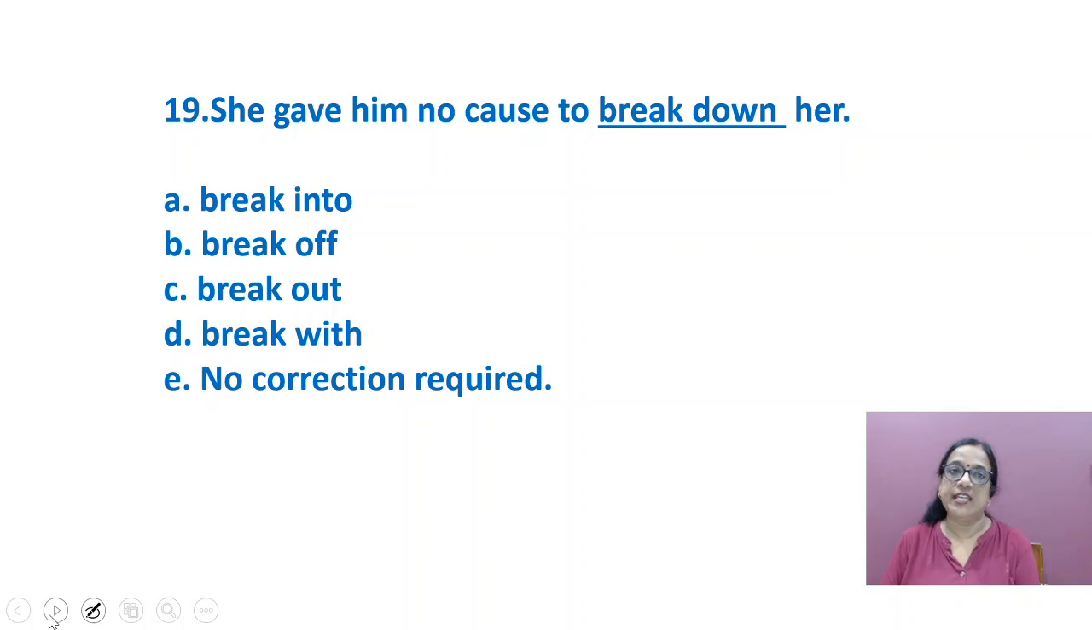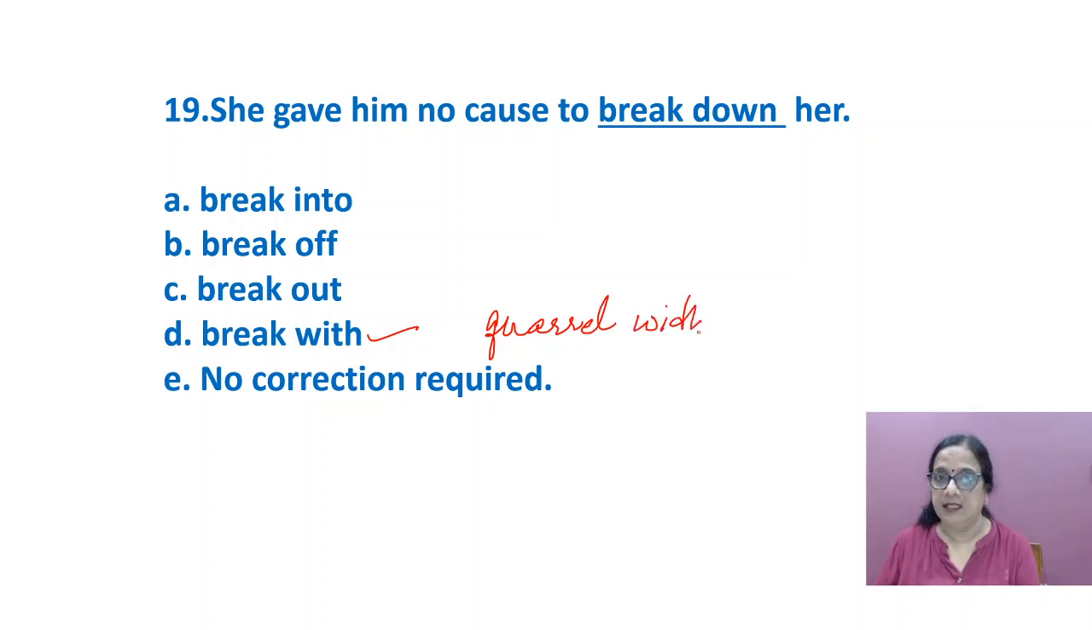Next one. She gave him no cause to break down her. That is not actually correct. Break into, break off, break out. The answer will be break with. Break with means quarrel with. Quarrel means what? In Hindi, what we call? Larna. To fight. So she gave him no cause to break with her. Means to quarrel with her. Okay? Next sentence.